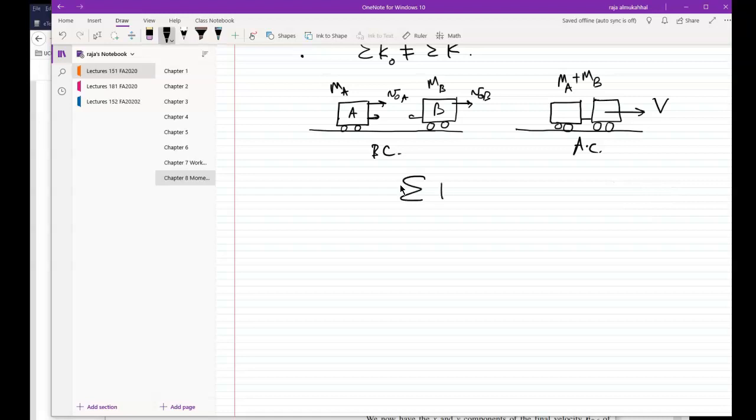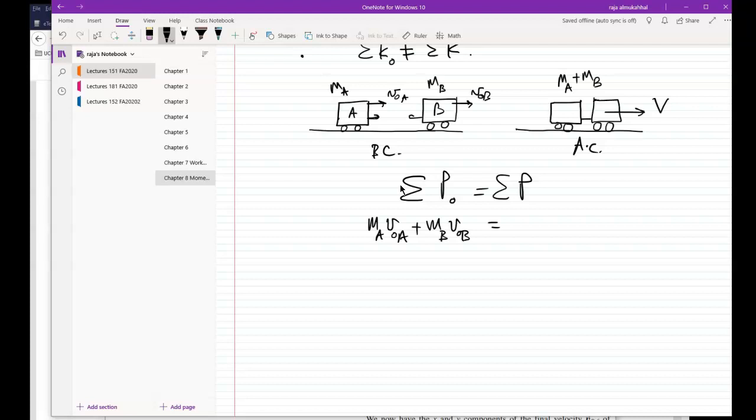So let me use the conservation of momentum. What does the conservation of momentum say? Well, it says m_A v_0A plus m_B v_0B is equal to, after collision, what's going on after collision?